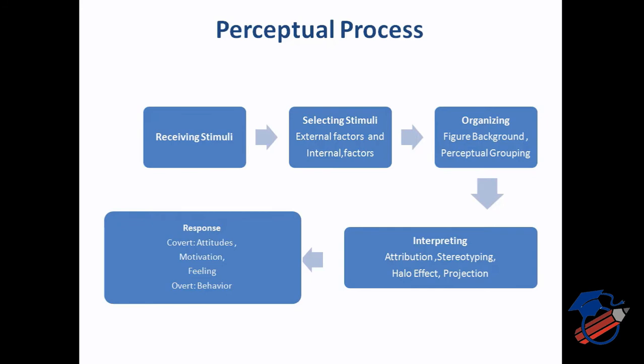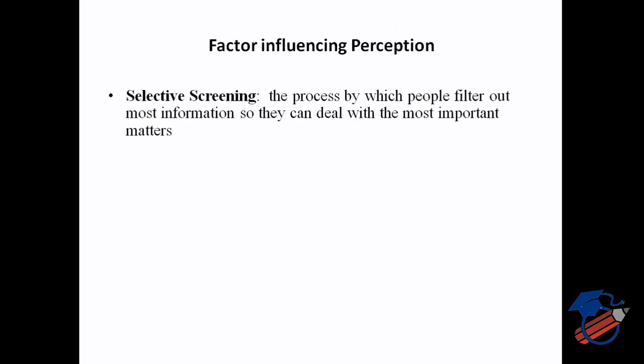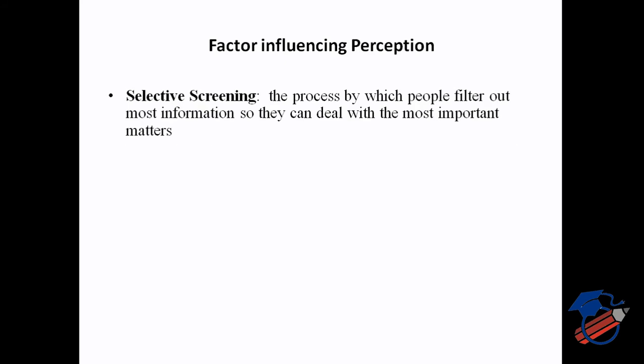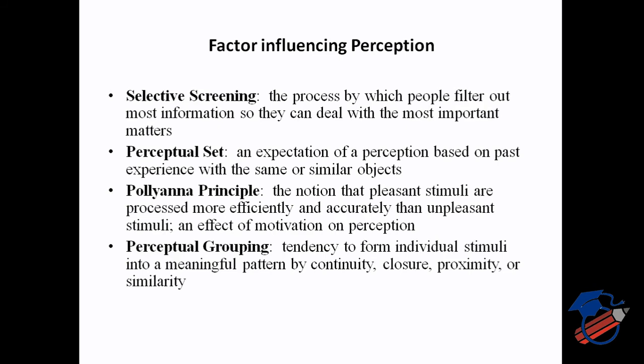stimuli. And when we talk about the factors that affect perception, they are selective screening, perceptual set, Pollyanna principle, and perceptual grouping. Selective screening: we screen only a few things from whatever is given to us. We are bombarded with different types of stimuli from the environment, and we receive all these stimuli with the help of our 5 sense organs.